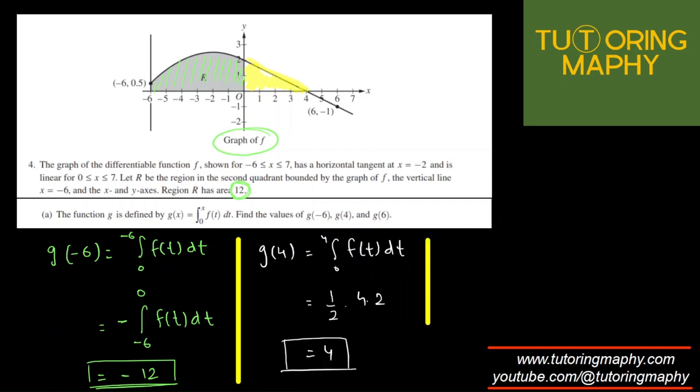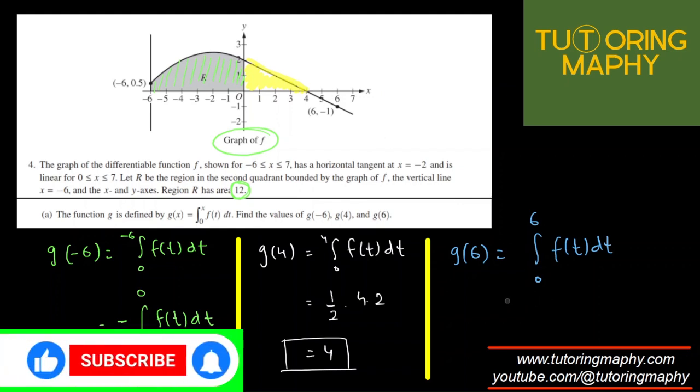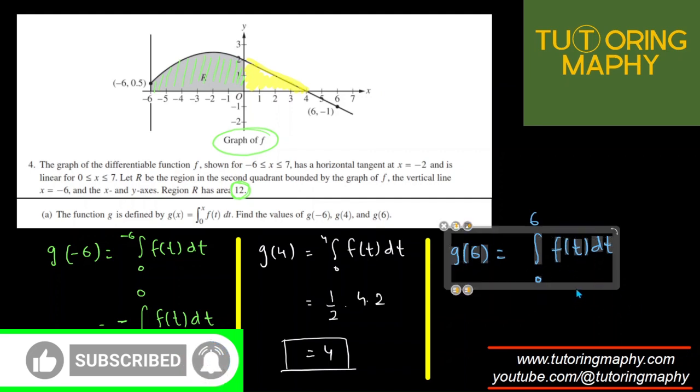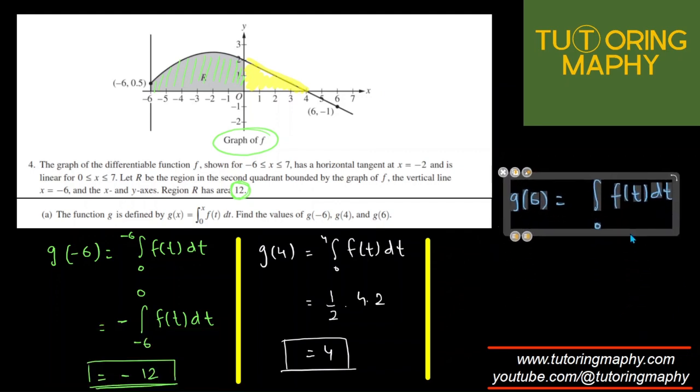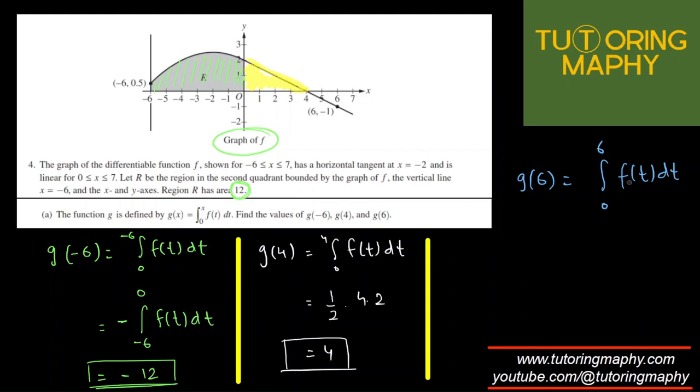And finally, the next one talks about g of 6. So g of 6 is going to be the integral from 0 to 6 of f of t dt. 0 to 4 we just found, right? So 0 to 6 can actually be written as 0 to 4 plus 4 to 6. Sorry, let me make some space here. Okay, so I can write the 0 to 6 integral as the integral from 0 to 4 of f of t dt plus the integral from 4 to 6 of f of t dt.